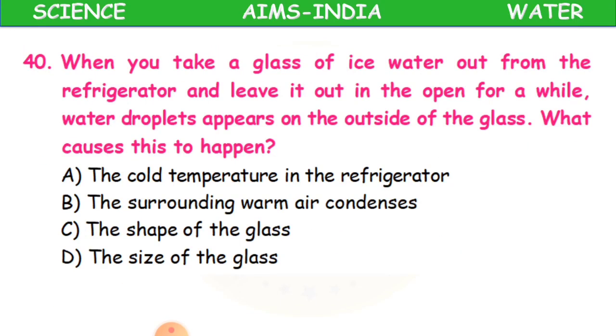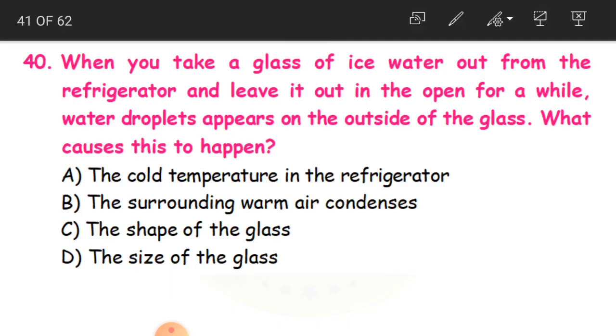Now the 40th question. When you take a glass of ice water out from the refrigerator and leave it out in the open for a while, water droplets appear on the outside of the glass. What causes this to happen? So you might have observed this, children. When you take a glass of ice water out of the refrigerator and you just keep it outside for some time, you can see small water droplets appear outside the glass.